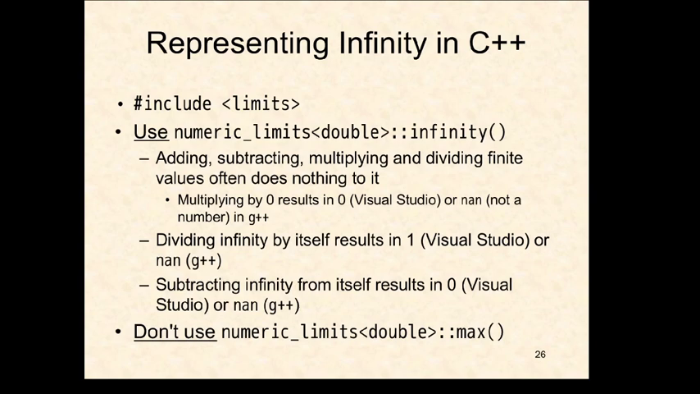Okay, so when we have double, numeric_limits<double>::max() is not as useful as infinity, because if we subtract something from max, it goes down. If we subtract an integer from infinity, or we add an integer to infinity, it doesn't change.